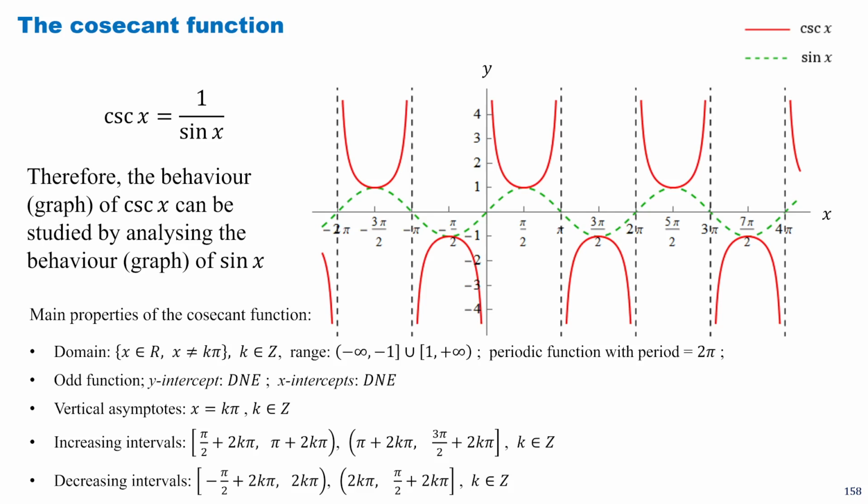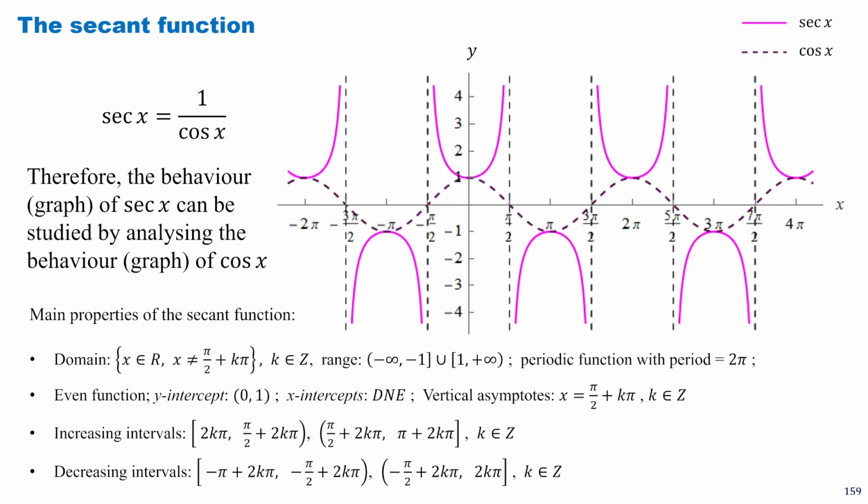Alright, similarly, next, let's have a look at the graph of secant function. So secant x is the reciprocal of cosine, right? So first of all, we can draw the graph of cosine, and the behavior of secant x can be studied by analyzing the behavior of cosine x. So as you can see here, the highlighted purple line here is the graph of secant x. And the main properties of secant function are as follows. Make sure you're able to understand each of them, okay?